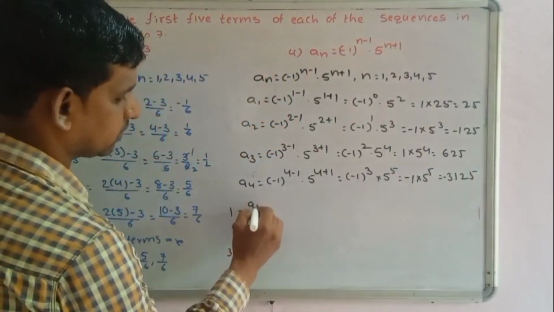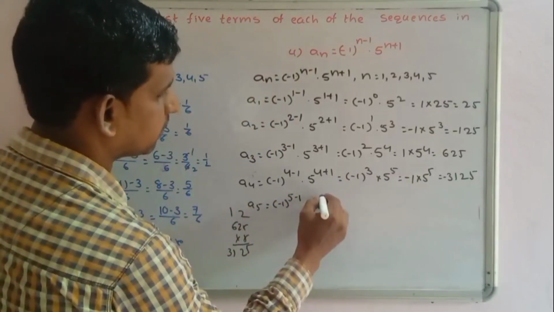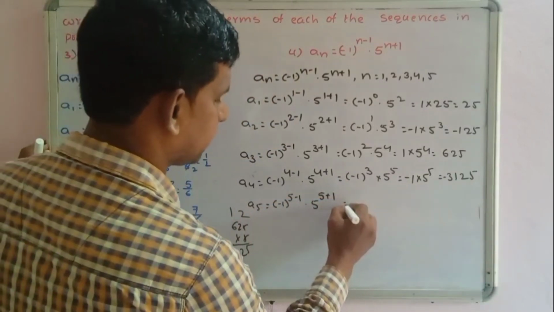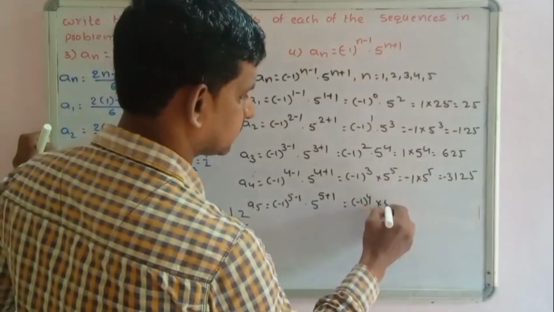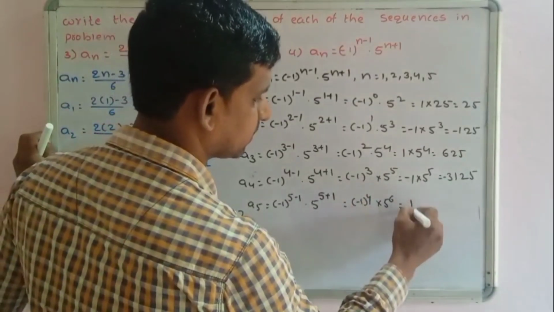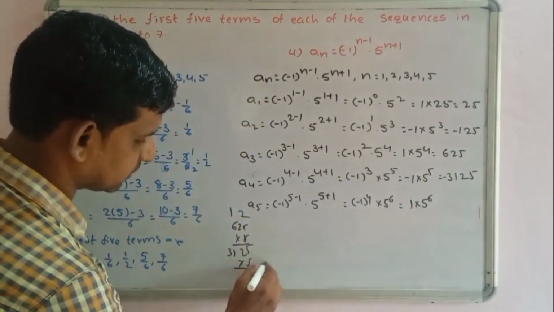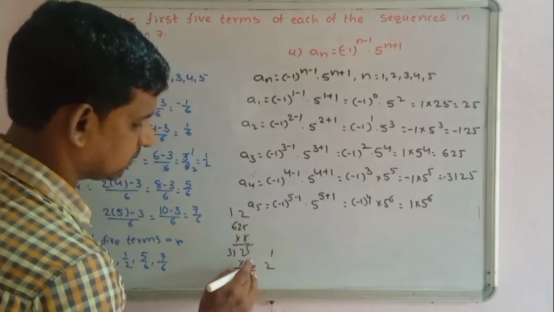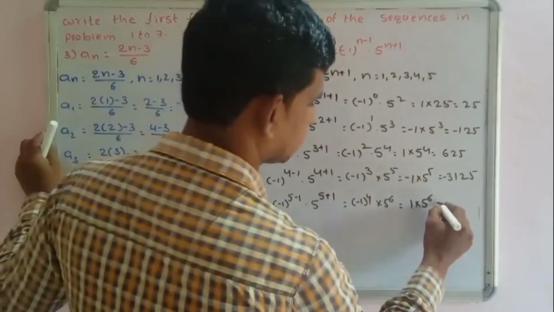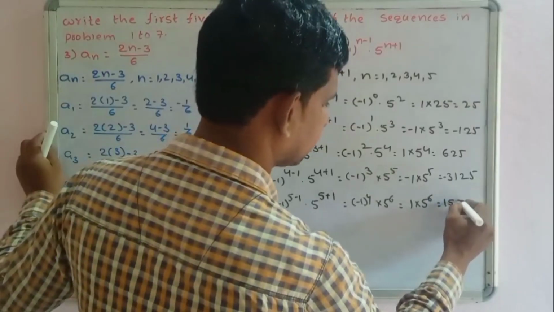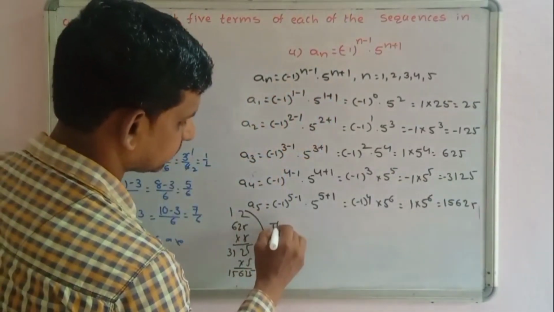Next, last one, A5, that equals minus 1 power 5 minus 1, 5 power 5 plus 1. So minus 1 power 5 minus 1 is minus 1 power 4 into 5 power 6. So minus 1 power even number is 1, 5 power 6. So 5 power 6 again multiply with 5. 5 5 is 25, 5 2 is 10, 12 balance, 5 1 is 5, 6, 5 3 is 15. 15625. So 15,625.